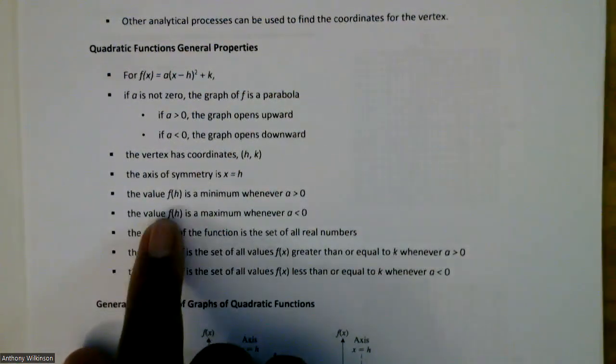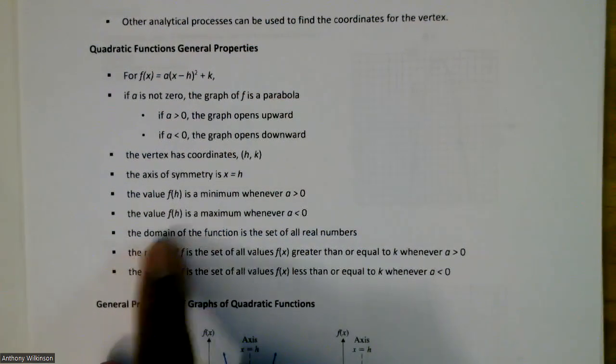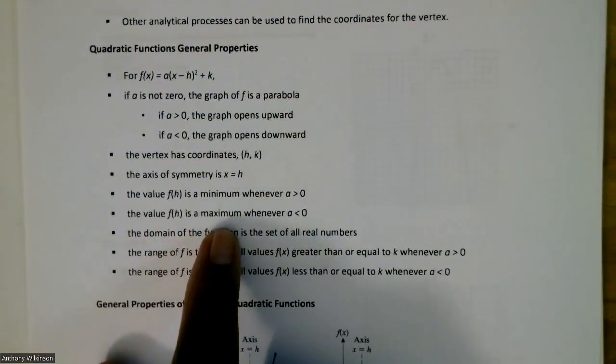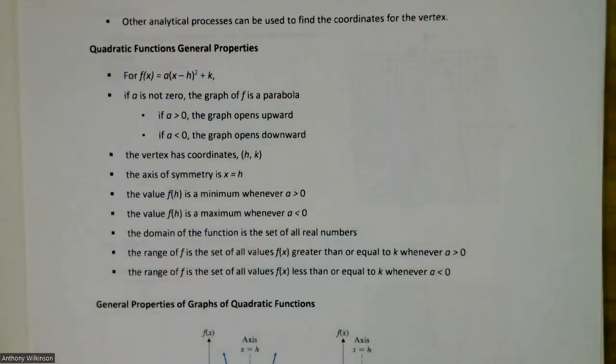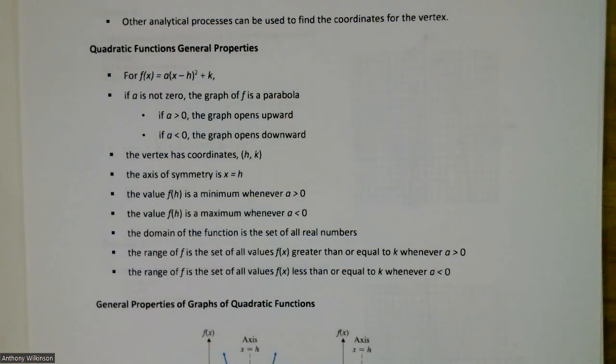The value of f of h is going to be the minimum whenever a is greater than 0. The value of f of h will be your maximum whenever a is less than 0. That means your number in front of the parentheses: if it's positive, then that means you have a minimum. If it's negative, you have a maximum.